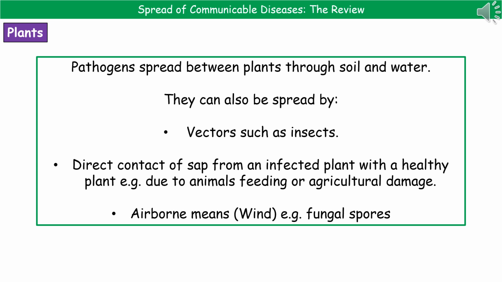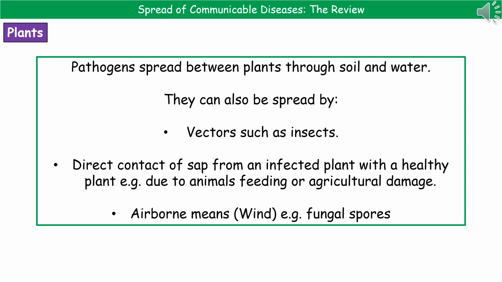We've mentioned the fact that plants also have these communicable diseases. Now, the method by which these plant pathogens are going to spread from one plant to another is slightly different. One of the main ways that plant pathogens can spread is through soil and water. But that's not the only way. They can also be spread by things called vectors. A vector is just something that's going to carry the pathogen from one plant to another.